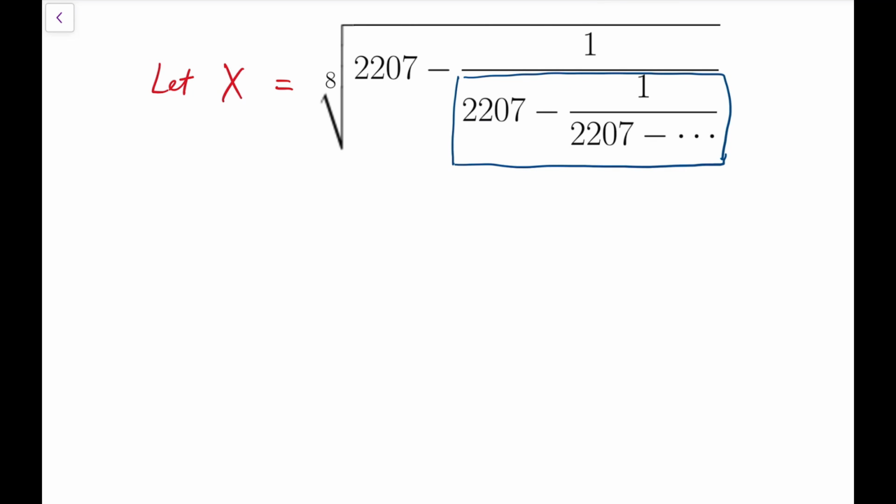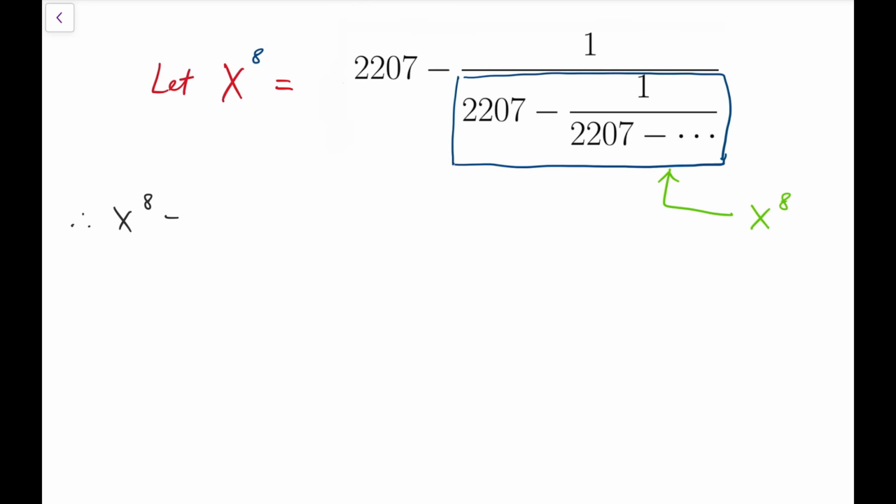And I'm going to bring both sides to its 8th power, which means x to the power of 8 is going to equal that infinite continued fraction. So let me remove the radical sign. Now at this point, the blue box, I can say that is also equal to x to the power of 8. So now from this, we can say that, therefore, x to the power of 8 is equal to 2207 minus 1 over x to the power of 8. And so x to the power of 8 plus its reciprocal is equal to 2207.